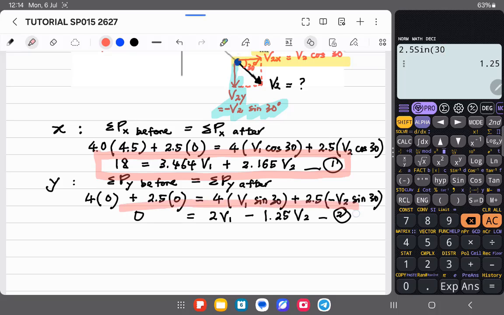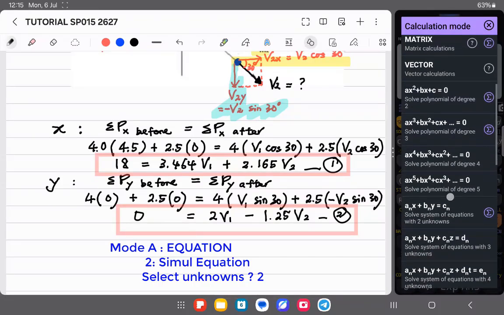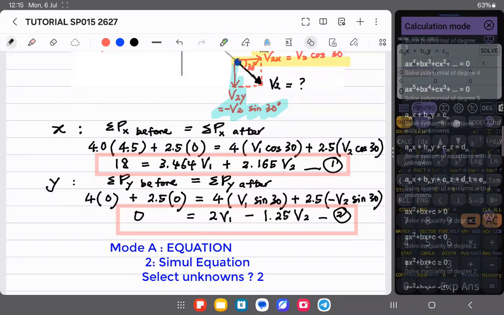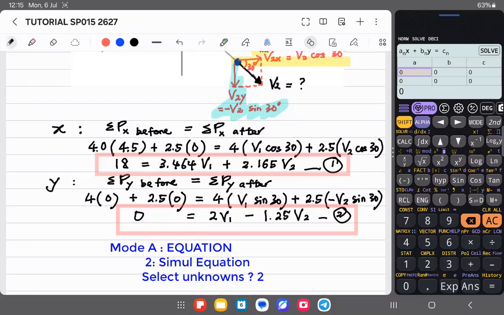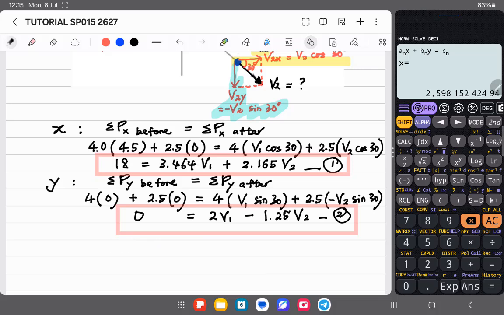First equation and the second equation, using the simultaneous equations function in the calculator. So we are going to solve for the two unknowns in your calculator. I put in the first equation, the A is 3.464, B is 2.165, the C is 18, then the second equation is 2, negative 1.25, the C is 0. Okay, so I get the first unknown, V1.